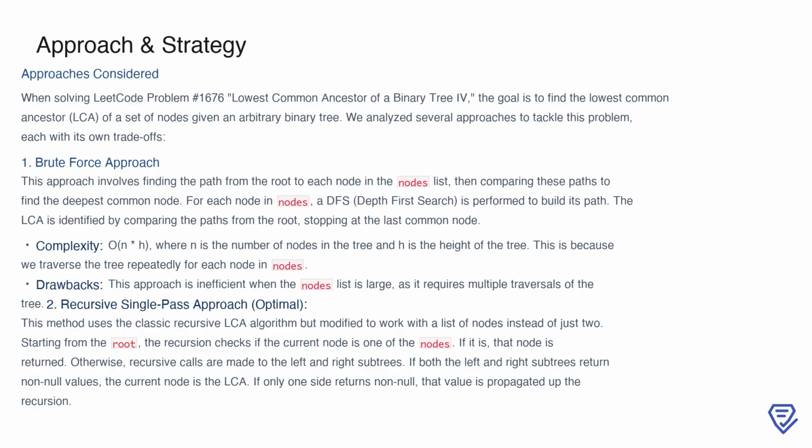Essentially, for each node in the list, we perform a depth-first search to build its path from the root. The LCA is determined by comparing these paths and stopping at the last shared node. While this method is conceptually simple, its complexity is proportional to the number of nodes in the tree times the height of the tree, or O(n*h). This is because we repeatedly traverse the tree for each node in the list. However, its inefficiency becomes more pronounced as the number of nodes in the list increases, requiring multiple traversals.